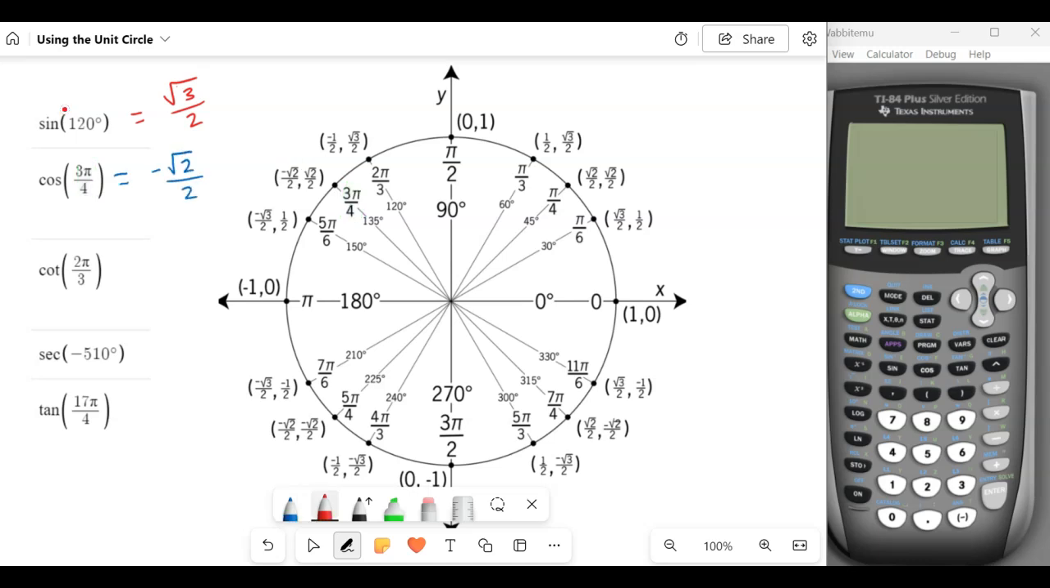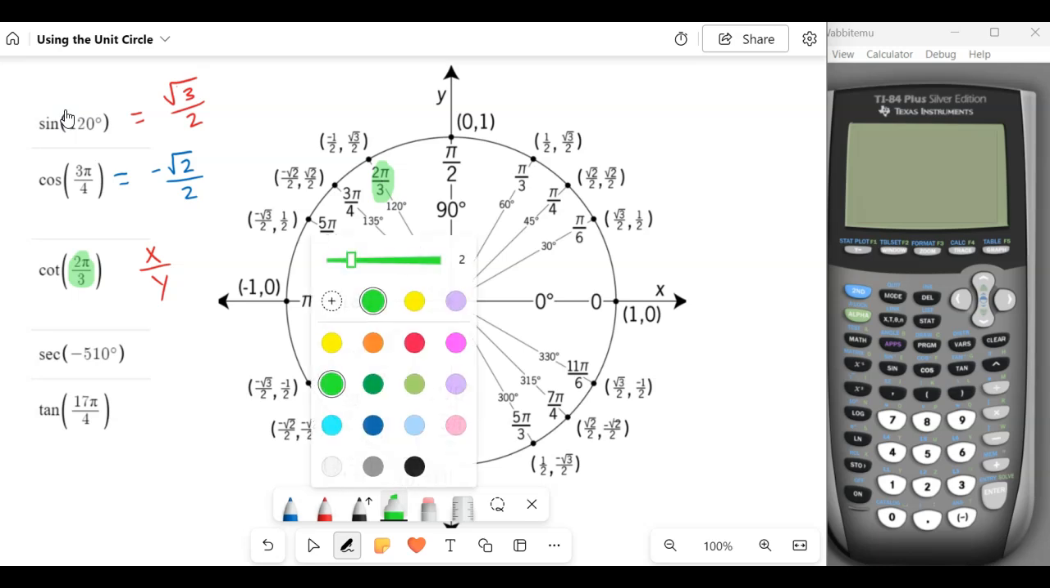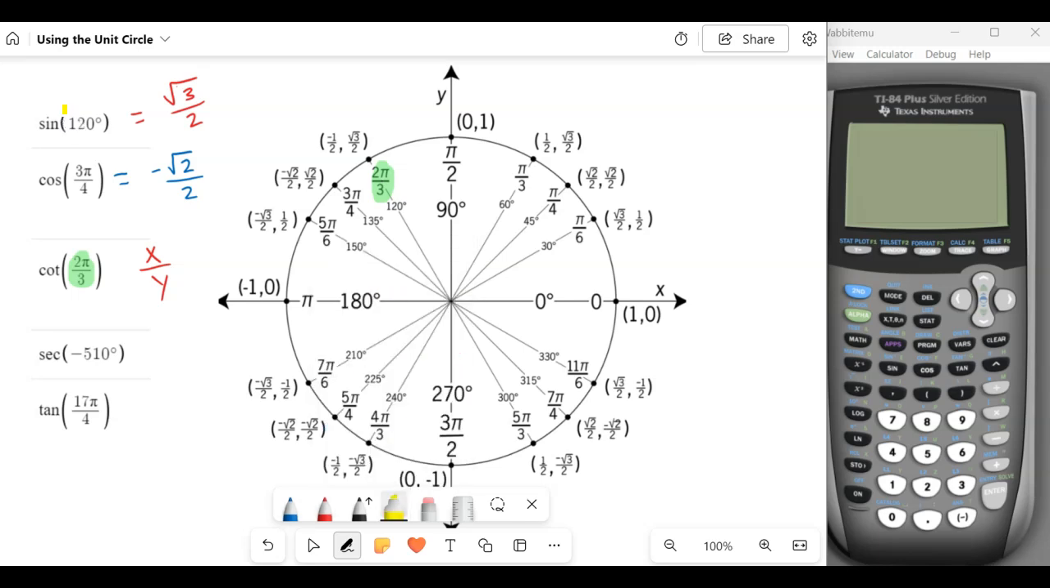All right, cotangent. Cotangent is defined as the x-coordinate divided by the y-coordinate. So when I'm here, I'm looking for that angle, 2 pi over 3. There it is. And I'm looking at the x-coordinate divided by the y-coordinate. Now, on the unit circle, all those denominators for these points are always 2. So when it's on the unit circle like this, instead of thinking just the x-coordinate divided by the y-coordinate, it's the x numerator divided by the y numerator.